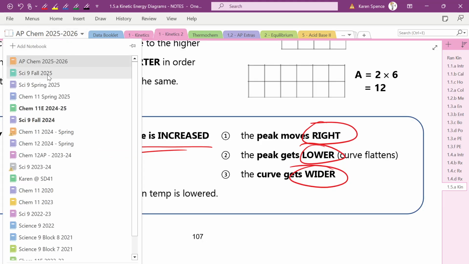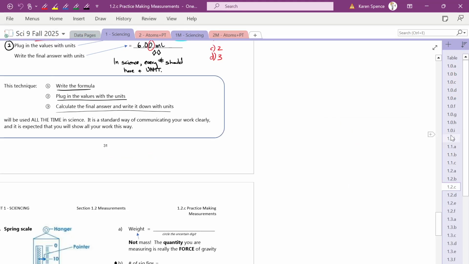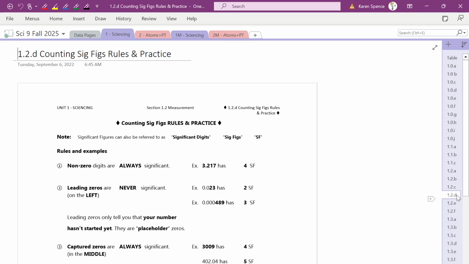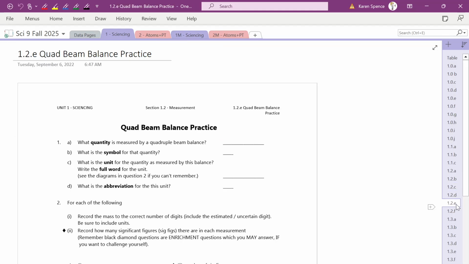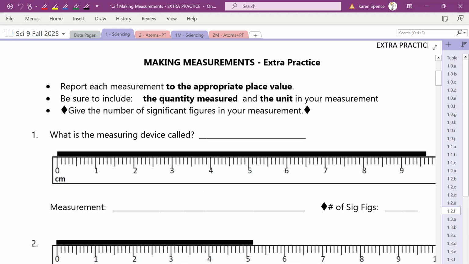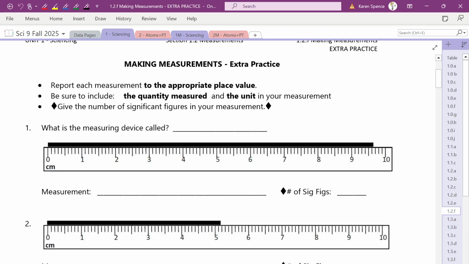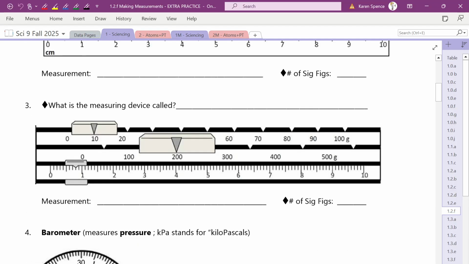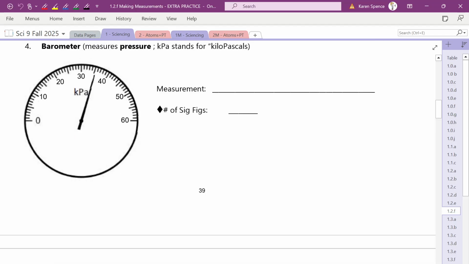Science 9. There we go. All right. Okay, we're just going to take a quick look at page 39.